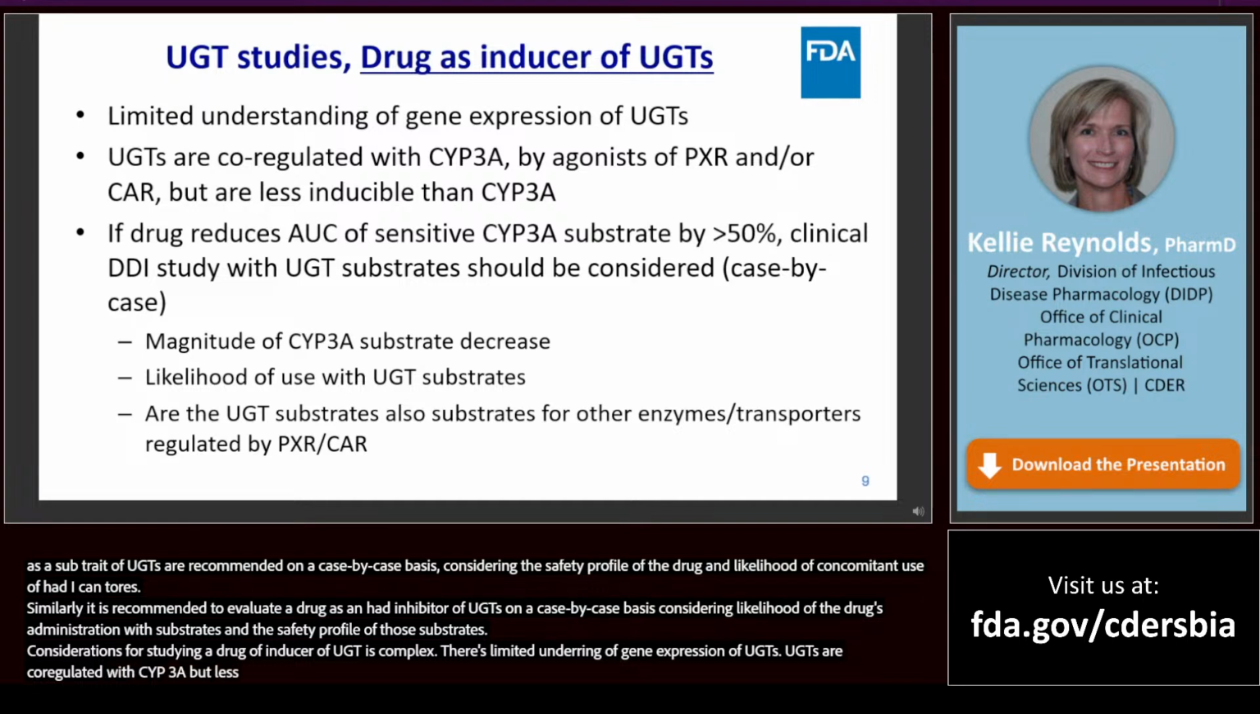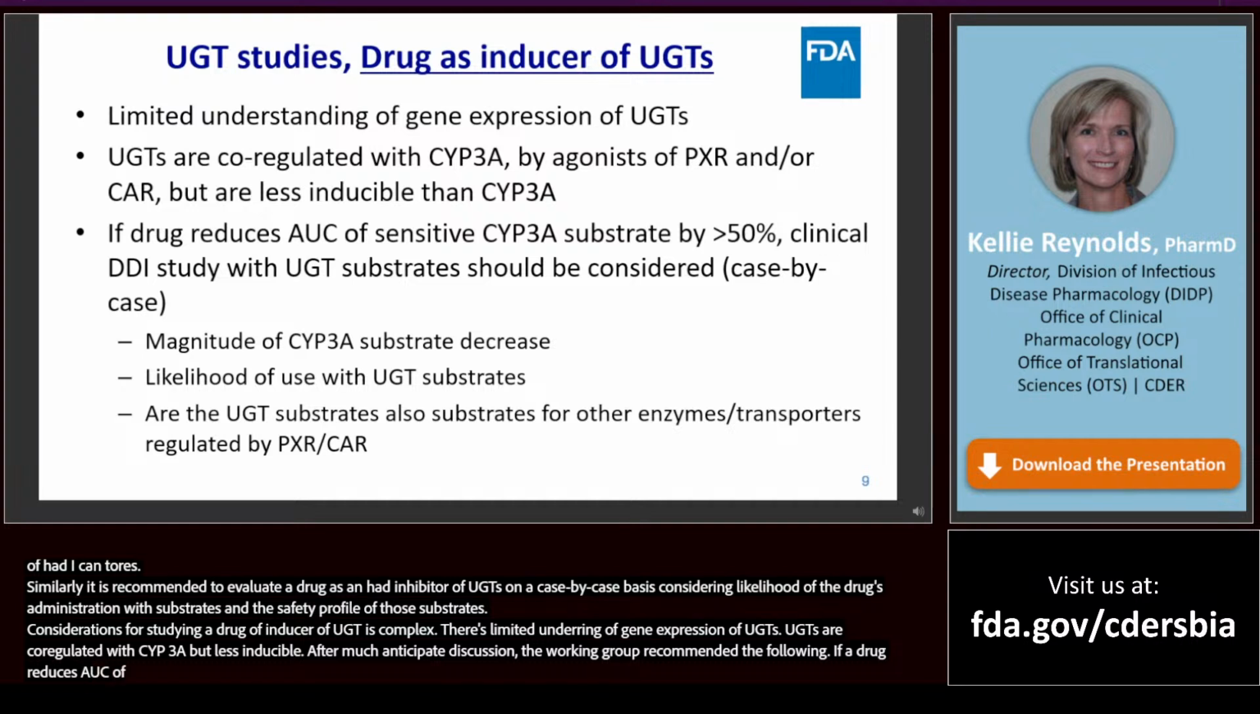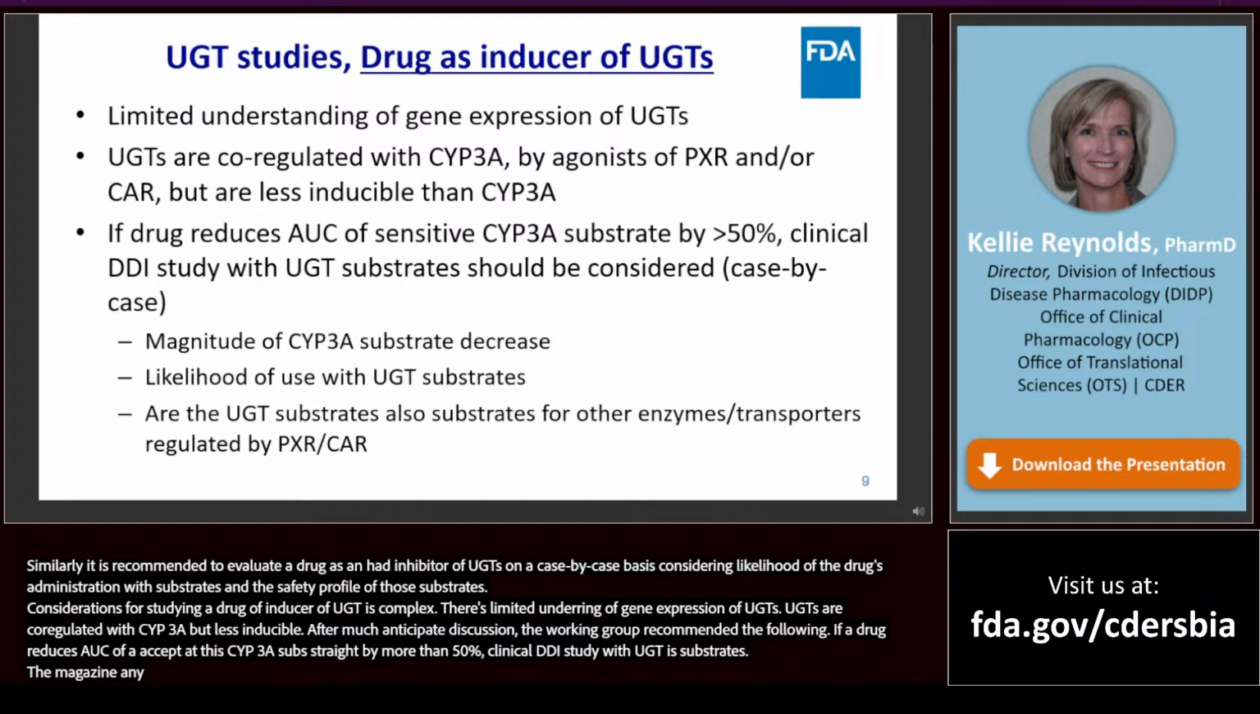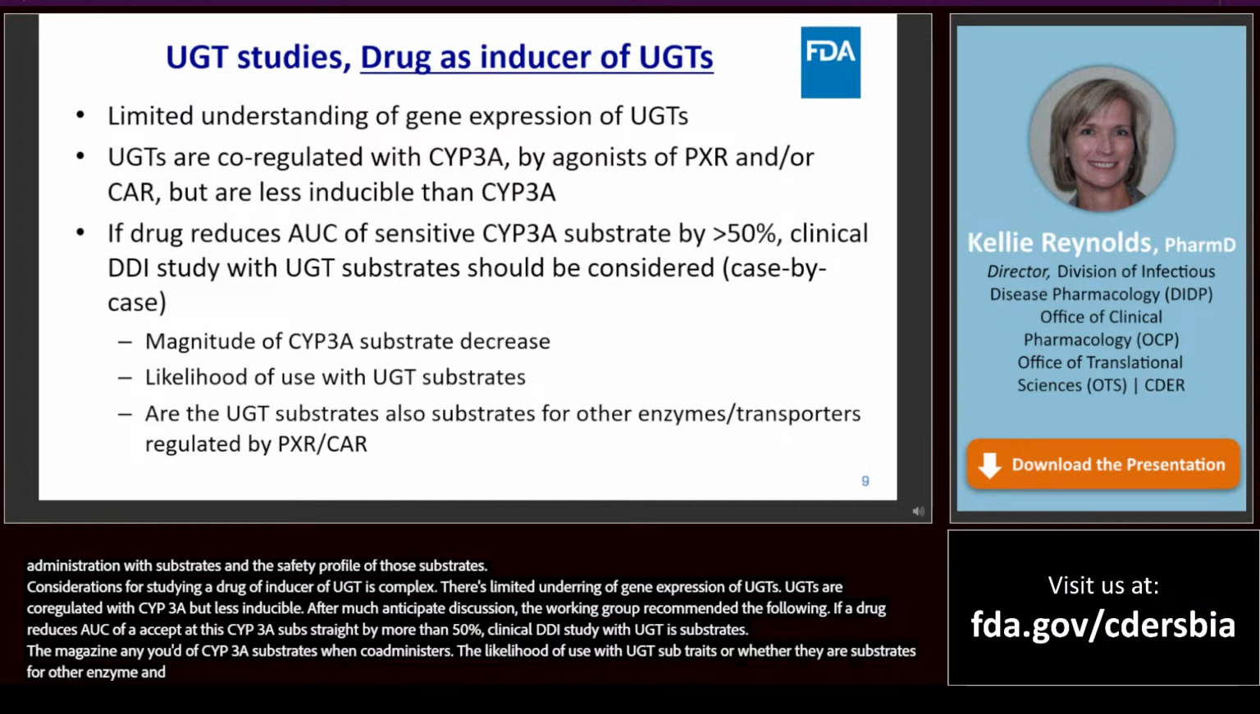After much internal discussion and consultation with experts, the working group recommended the following. If a drug reduces AUC of a sensitive CYP3A substrate by more than 50%, the need for a clinical DDI study with UGT substrates is determined based on the following considerations. The magnitude of the CYP3A substrate decrease when co-administered, the likelihood of use with UGT substrates, and whether the UGT substrates are also substrates for other enzymes or transporters regulated by PXR or CAR.